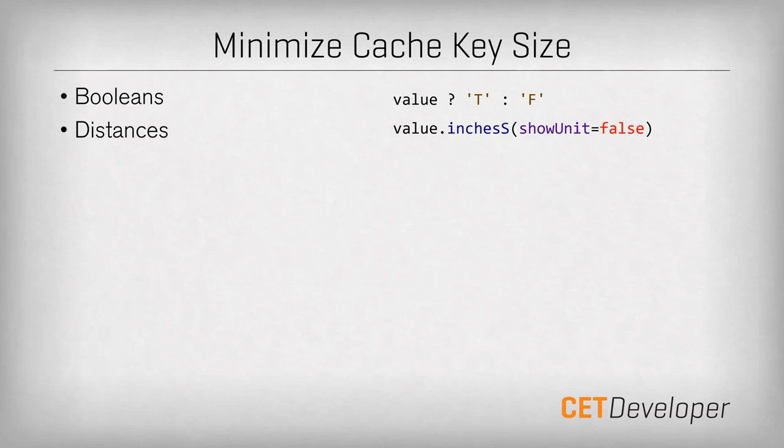We actually have a number of helper functions that do this for you. For example, inches s. This is a function that will take a double, will divide it by inches, and then output a string. If you do it without changing this show unit argument, it'll actually output a little quote mark as well, like the inch unit. So I just turn that off because really we only need the number.